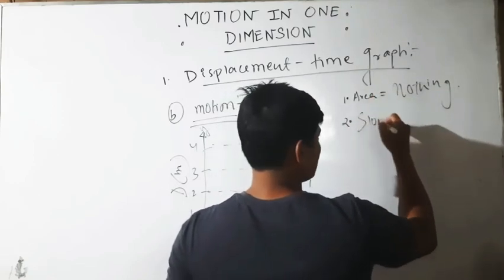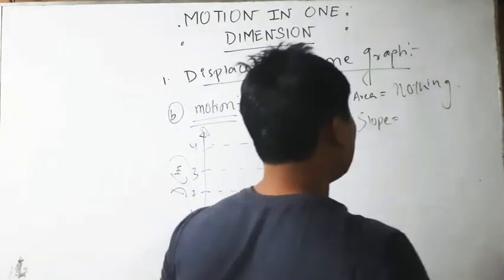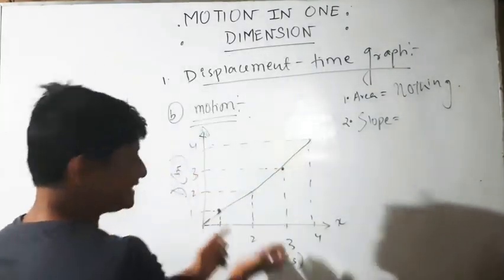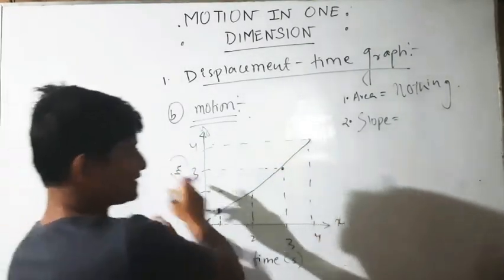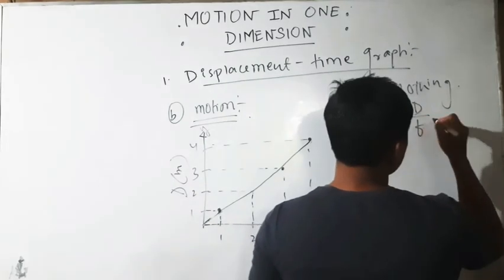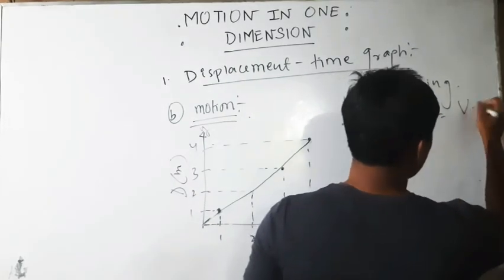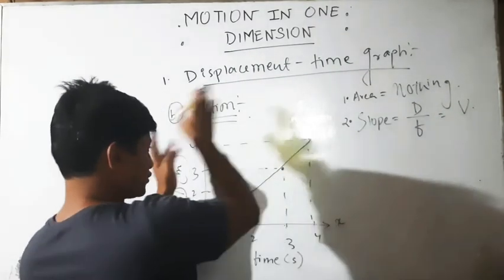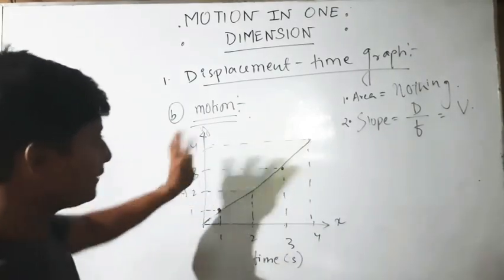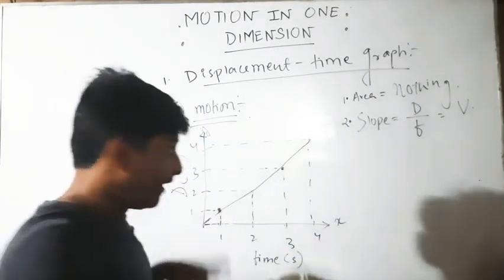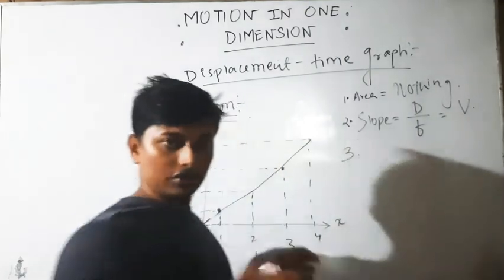Next is your slope. Slope practically means, as I explained earlier, dividing the y-axis by the x-axis. In the y-axis there is displacement and in the x-axis there is time. So displacement and time will give me velocity here. So the slope of this particular graph will give me velocity. Now let me find the slope, and this will make up point 3.